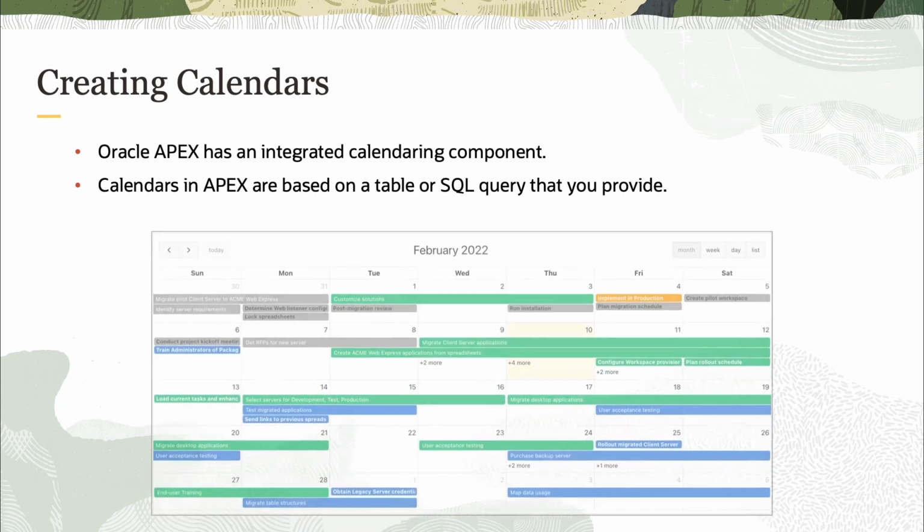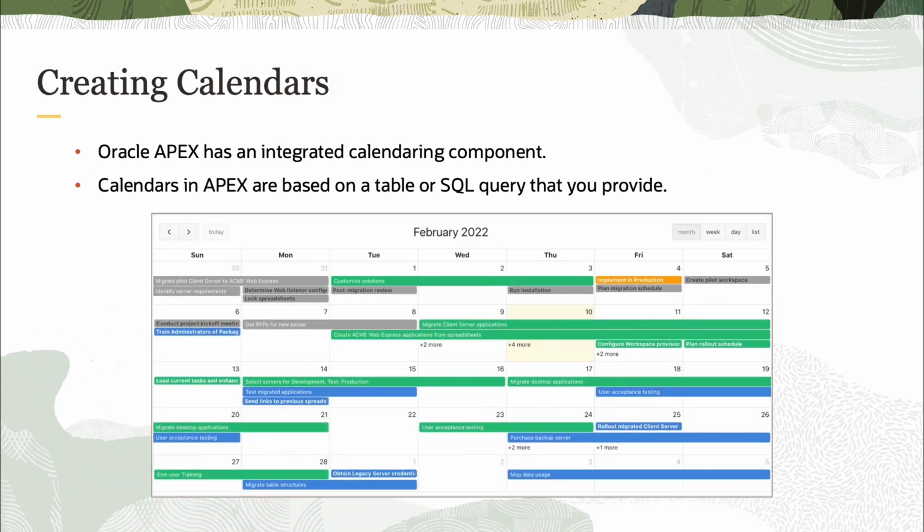Calendars in Apex can be based on a table or a SQL query you provide. During the creation process, you are prompted to select a date column and a display column. On the screen in the calendar region, you can see on the top left corner a few buttons. These are previous and next buttons, using which you can navigate to the previous month and the next month.